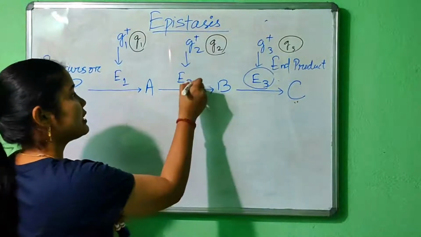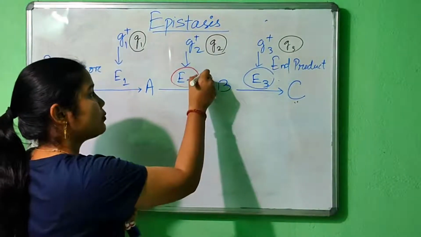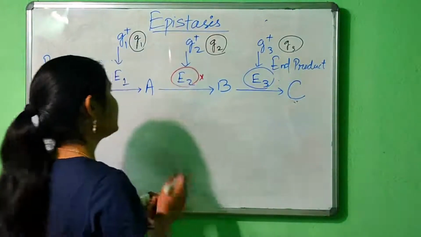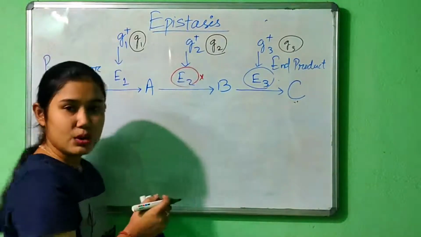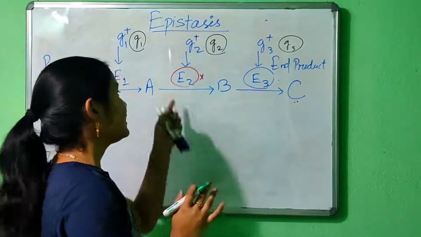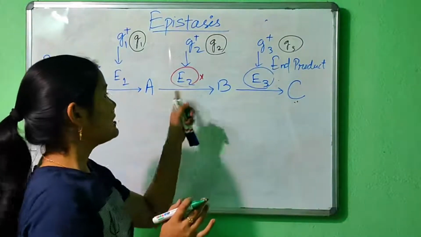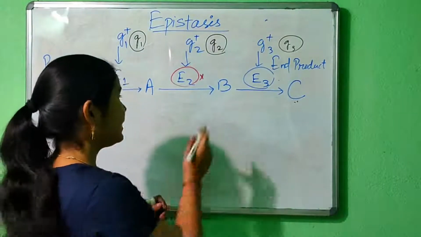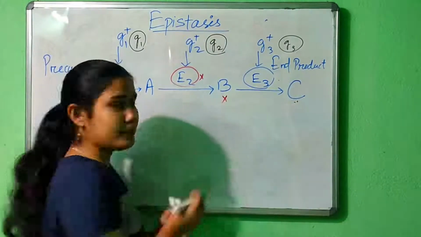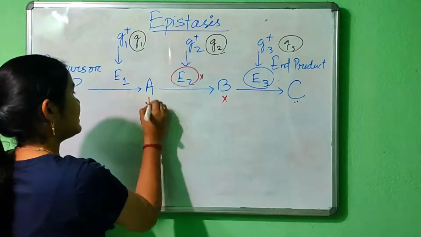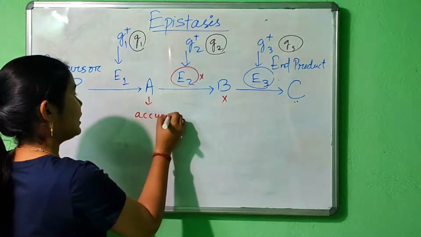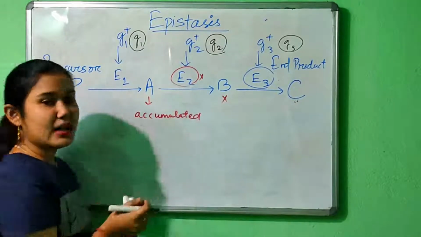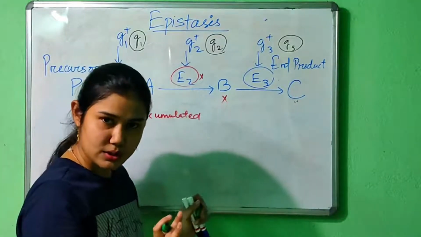Then what happens? This won't be produced normally, right? So if enzyme 2 is not produced normally, then this step cannot be completed. So this won't be produced, and this gets accumulated. A gets accumulated and B will not be produced.